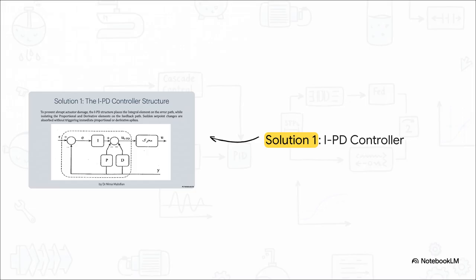Well, our very first architectural solution is the IPD controller structure. To prevent that abrupt actuator damage we just talked about, the IPD structure strategically reorganizes the components. It places the integral element directly on the error path, E, while isolating the proportional and derivative elements over on the feedback path processing the output, Y. By doing this, we completely change how the system reacts. Now, any sudden set point changes at R are absorbed strictly by the integral action, totally avoiding those immediate nasty spikes on the actuator, U.